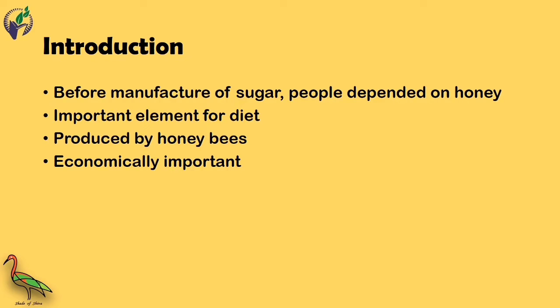Let's start with the introduction. We all know that before the manufacturing of sugar, people were totally dependent on honey. So honey is used as a sweet. It is an important element of diet. We all know that honey is also used as a medicine, also used in Ayurveda, etc.